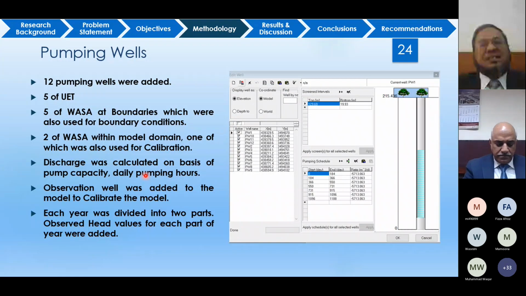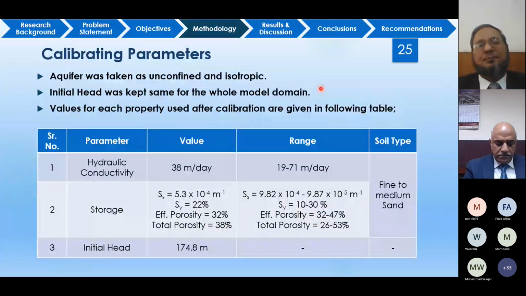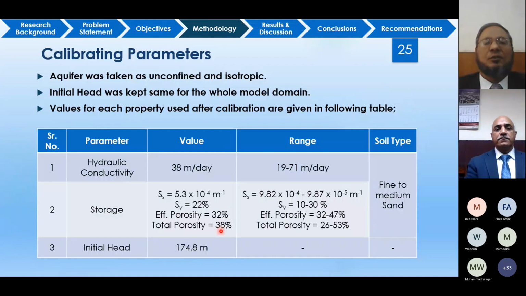So these are the calibration parameters which were used in the simulation. Hydraulic conductivity was kept at 38 meter per day. That was within the range. Specific storage was 5.3 times 10 to the power minus 4 per meter, which was within the range. Specific yield 22%, which was within the range for fine to medium sand, and effective porosity 32% and total porosity 38%, all were within the range. The initial head which was given was 174.8 meter.